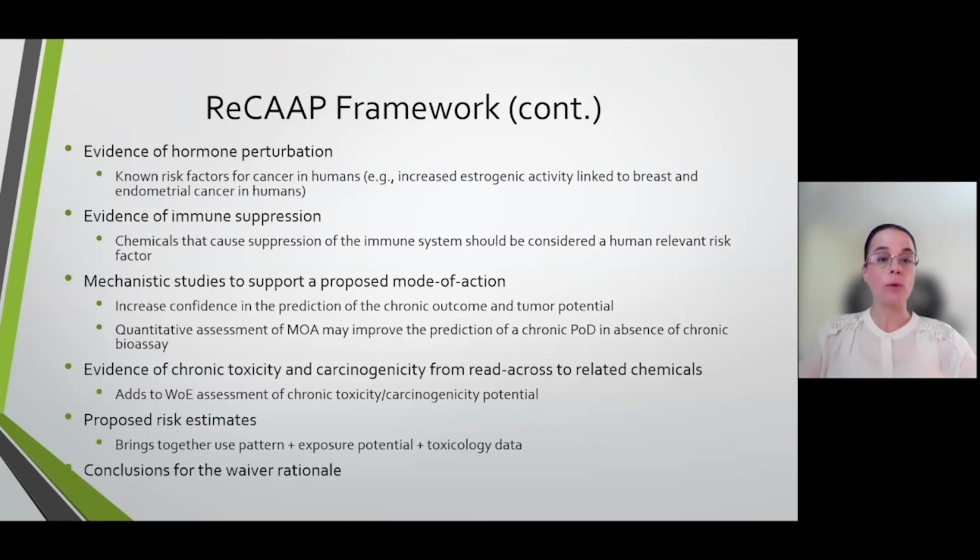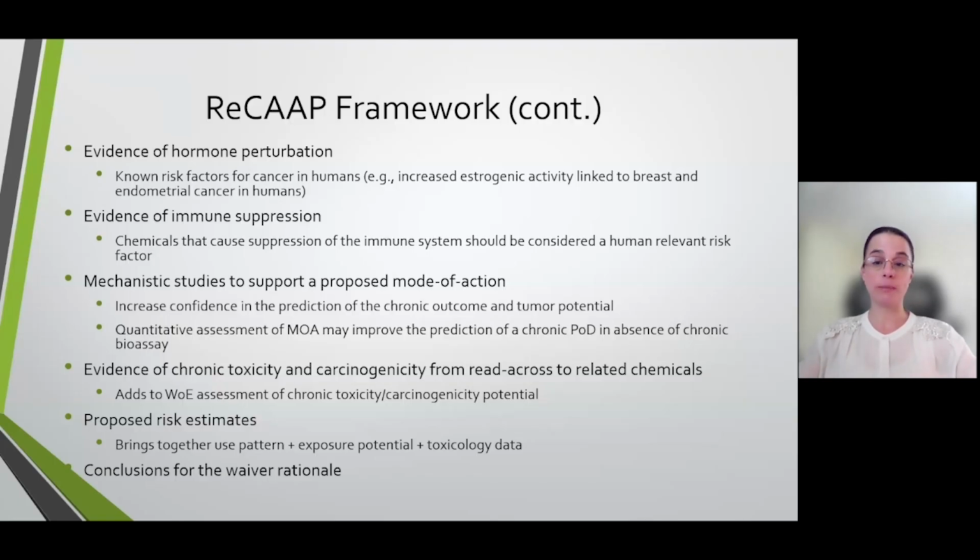Understanding hormone perturbation is really important. So there are certain types of hormone perturbations that are known risk factors for cancer formation in humans. An example of this is an increase in estrogenic activity of a chemical after exposure being linked with an increased risk of breast cancer and endometrial cancer in humans. So if you have evidence for a lack of hormone perturbations, it's important to include that in your weight of evidence.